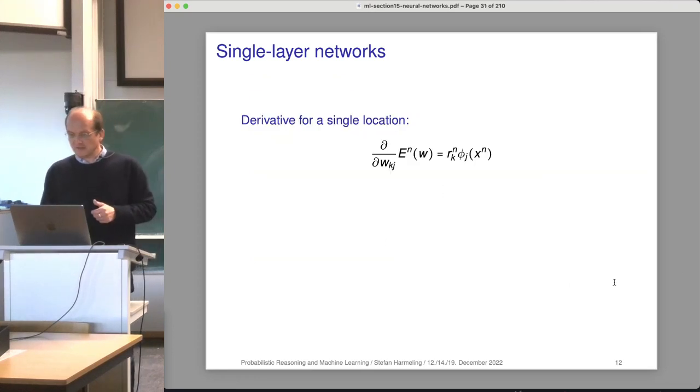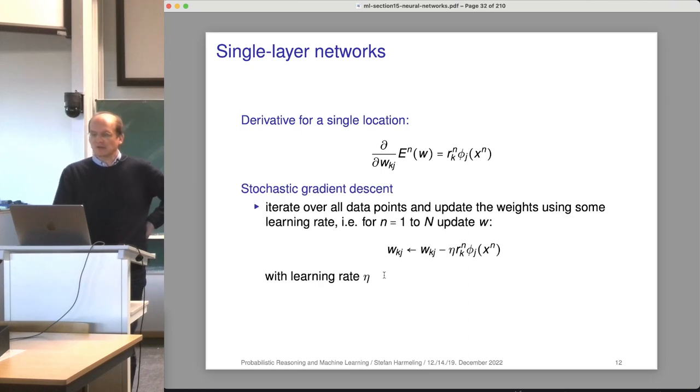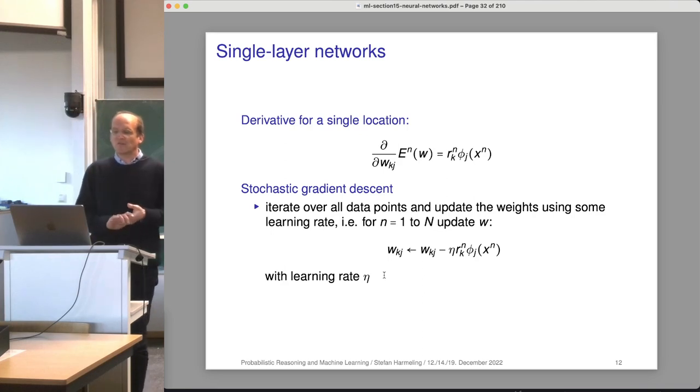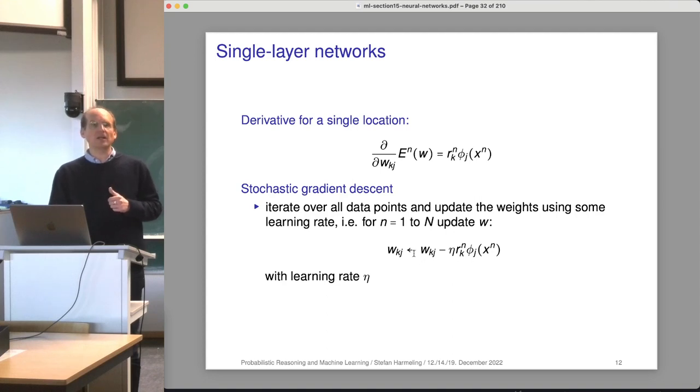Now, how do we use this gradient? We could consider the derivative for a single location, for example. This is just for a single data point and not for all of them. And then we could do so-called stochastic gradient descent. That is the method in deep learning to optimize the weights. So how does it work? We have a for loop over all data points. After each, I take a single data point, calculate the gradient for that data point, and update the weights. Then I take the next data point, calculate the gradient for that one, and update the weights. Updating just means I'm changing it with minus some learning rate times the gradient, okay?